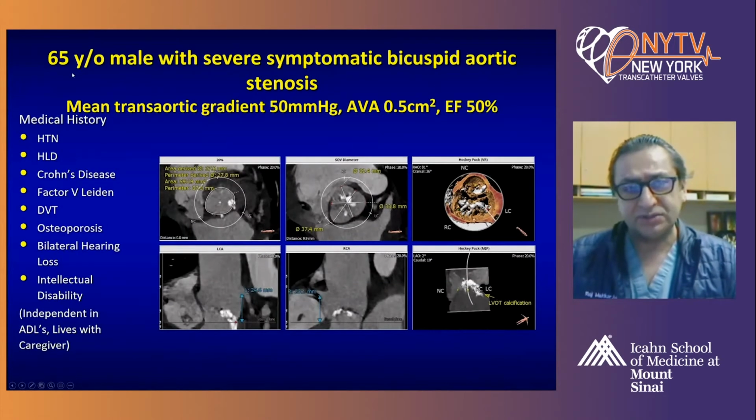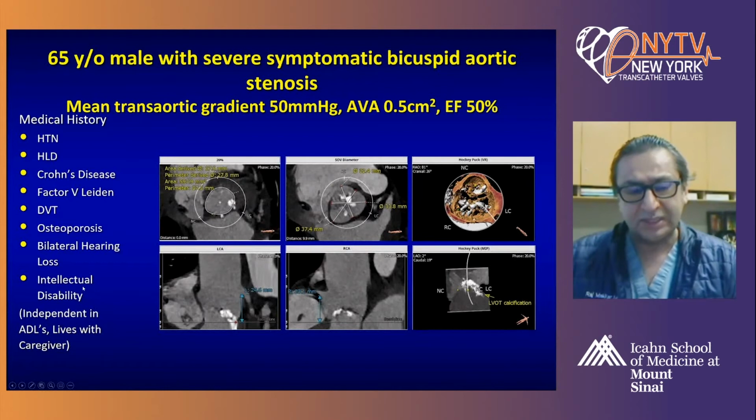Here is a patient who's 65 years old. The gradient is 50 millimeters of mercury. And as you can see, there's some calcification in the LVOT. But the coronaries were very high. So we thought that not only is this a good case for TAVR, but also for a repeat TAVR in the future, which may be required given that he's only 65 years of age.